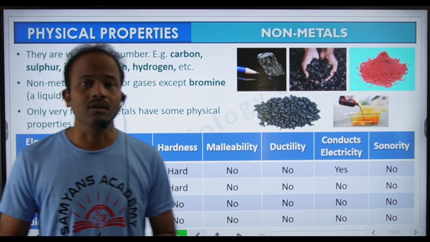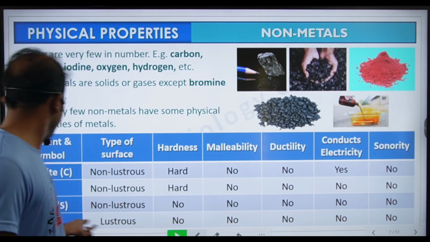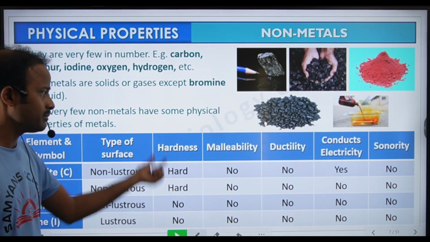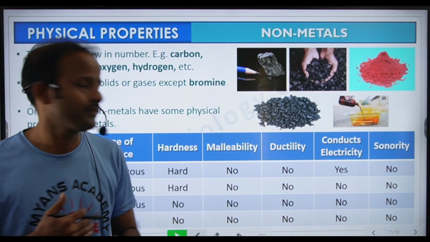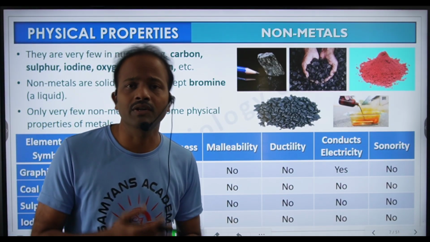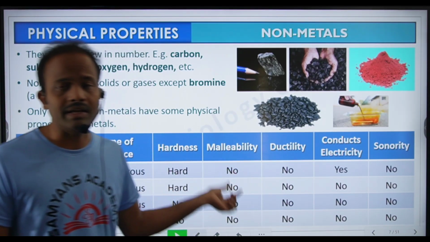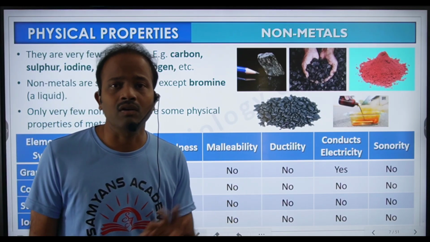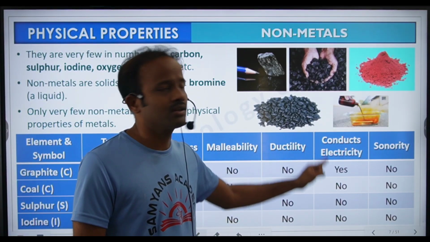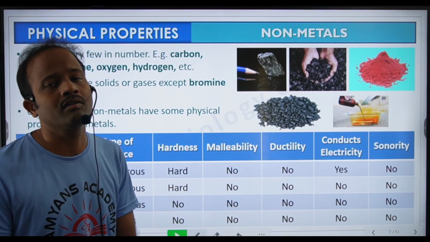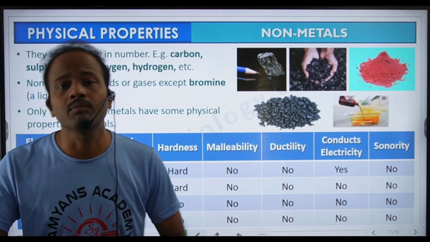Non-metals are not good conductors of heat and electricity. In hardness, they are brittle. Malleability: we cannot convert them into sheets when we beat them, so malleability is not there in non-metals, and ductility is also not there. We cannot convert non-metals into thin wires. And for conduction of electricity, except graphite, all remaining non-metals are poor conductors of electricity. Sonority means they do not produce sound.